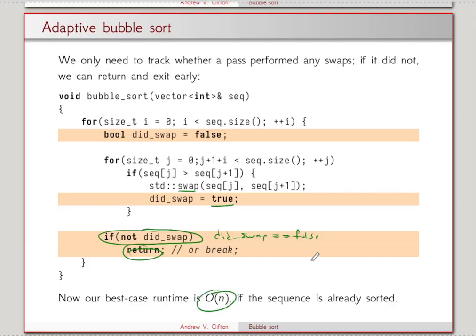That improves our best case runtime to O of n if the sequence is already sorted. If the sequence is already sorted, the J loop will go all the way through, but not do any swaps. Did swap will be false, and we'll immediately take the return to exit there. So we'll do one pass of the J loop and then be done.